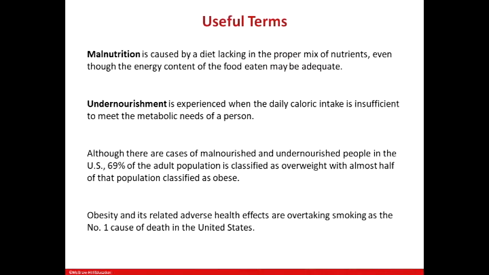But that has been a sliding scale, and it shifts back and forth depending on where things are. Essentially the point here is that there are more obese people in the United States than there are undernourished people in the United States. And it is said that obesity is approaching smoking as the number one cause of death in the United States.